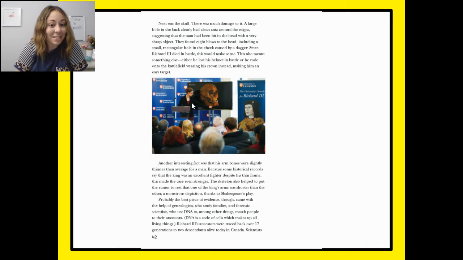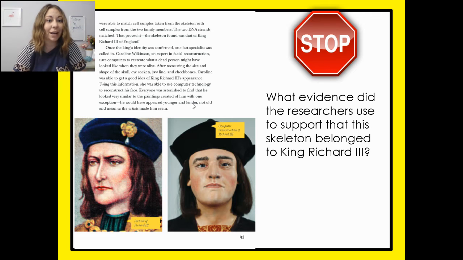Probably one of the best pieces of evidence, though, came with the help of genealogists who study families and forensic scientists who use DNA, among other things, to match people to their ancestors. DNA is a code of cells which makes up all living things. Richard III's ancestors were traced back over 17 generations to 2 descendants alive today in Canada. Scientists were able to match cell samples taken from the skeleton with cell samples from the 2 family members. The 2 DNA strands matched. That proved it. The skeleton found was that of King Richard III of England.